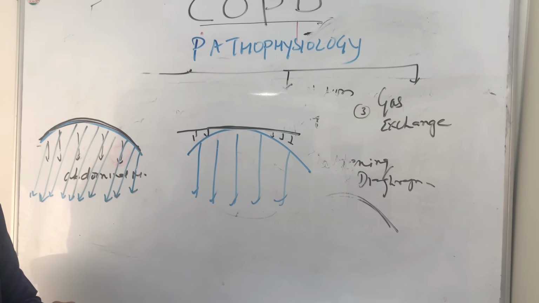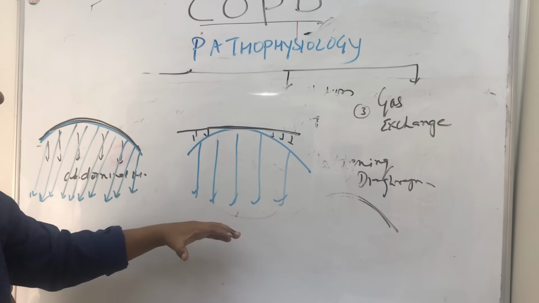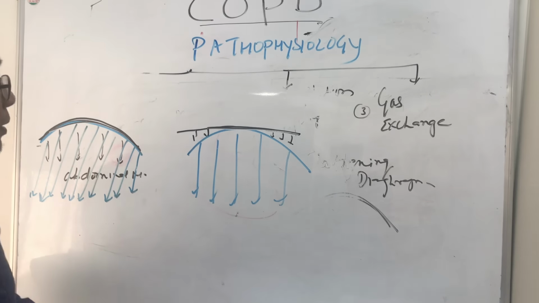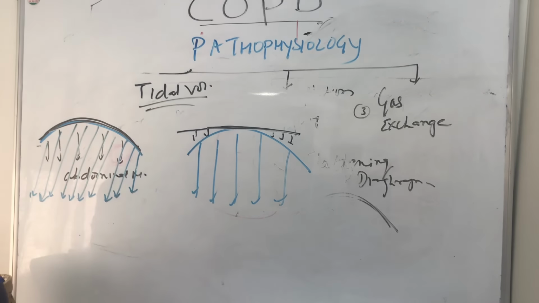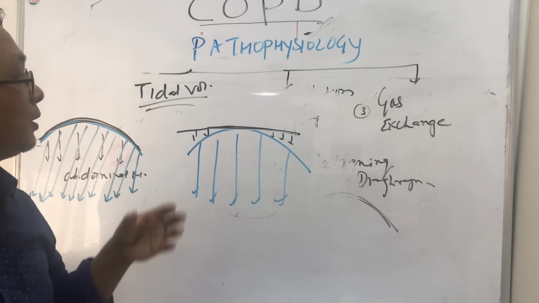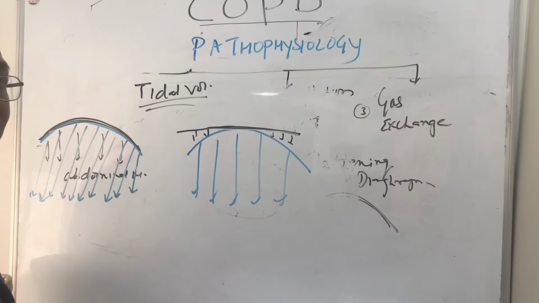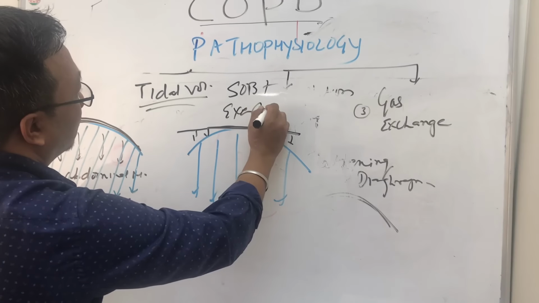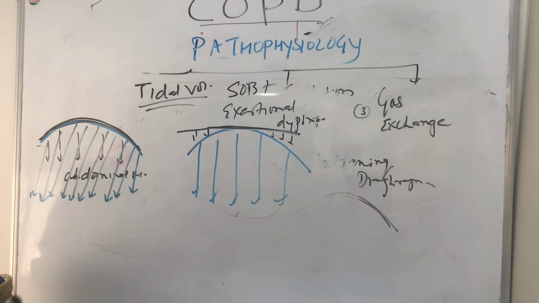Normally when you inspire, the diaphragm goes down, pushing all the abdominals and making way for the lungs to expand. So the tidal volume will be severely affected. That's why people always have shortness of breath or exertional dyspnea in COPD. This is the reason they have shortness of breath: the flattening of the diaphragm, which takes place because of hyperinflation of the lungs.